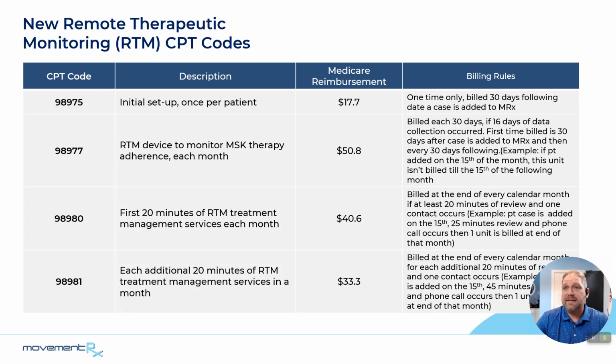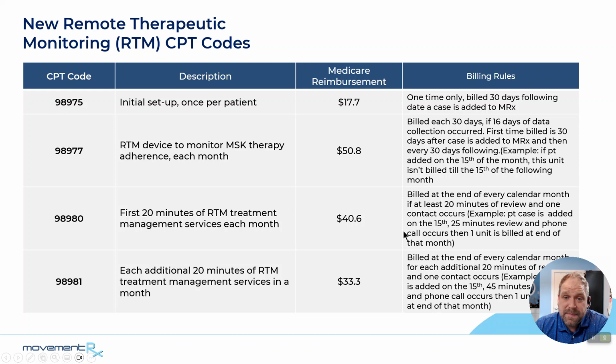Essentially that check-in that's holding the patient accountable, right? For whether they're doing their HEP or not. And then any additional 20 minutes is going to be the 98981 code. The same rules apply. There is no limit to how much you can produce here as long as it's helping the patient meet their goals. So that's kind of the quick rundown of the actual CPT codes and the rules that are associated with this.